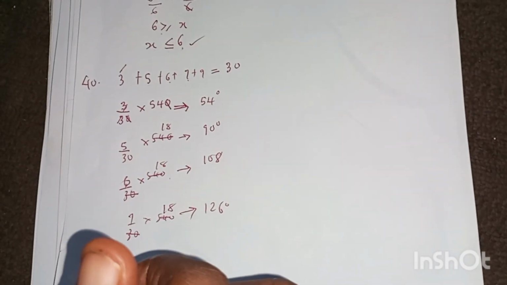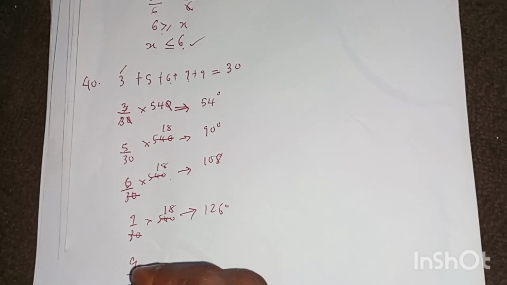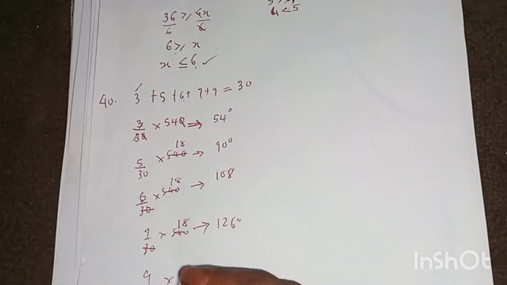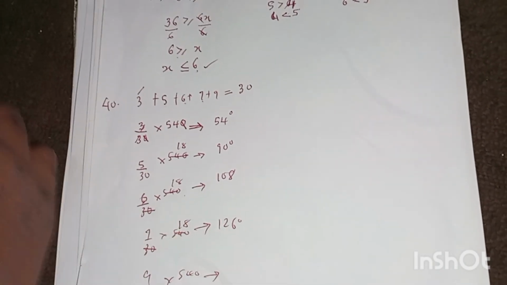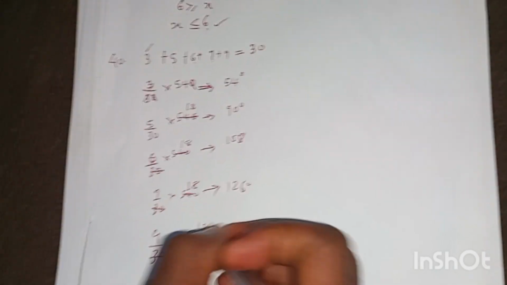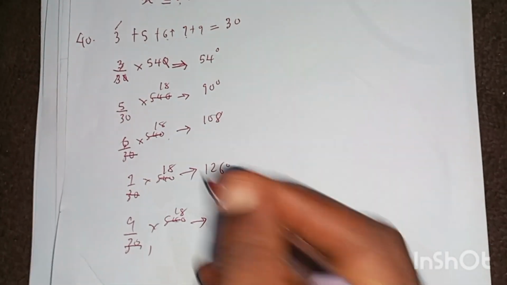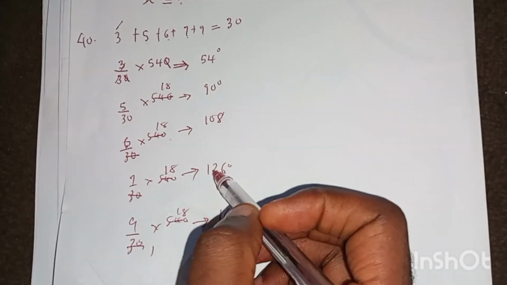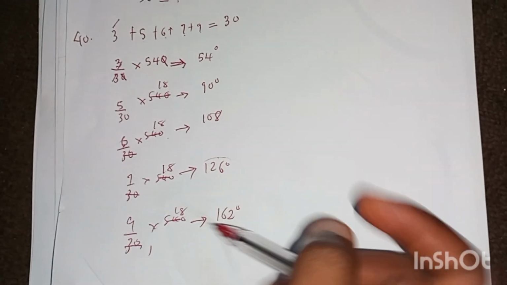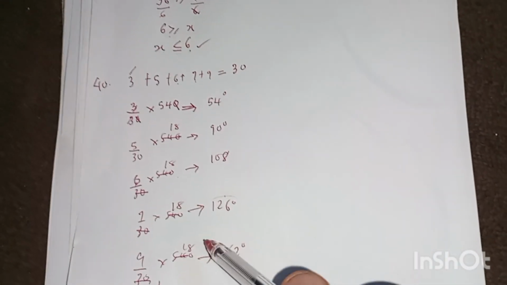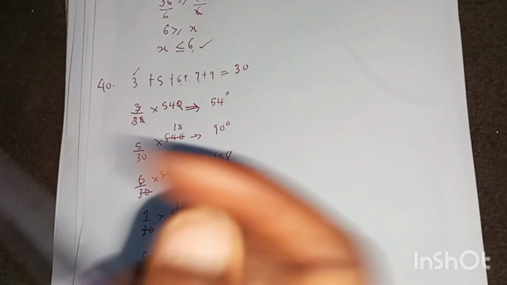And then the last angle is going to be 9 out of 30 times 540. That gives 18. So that's going to be 9 times 18. That's 162. Almost the same thing. They're just sharing or interchanging the digits. So these are the angles.